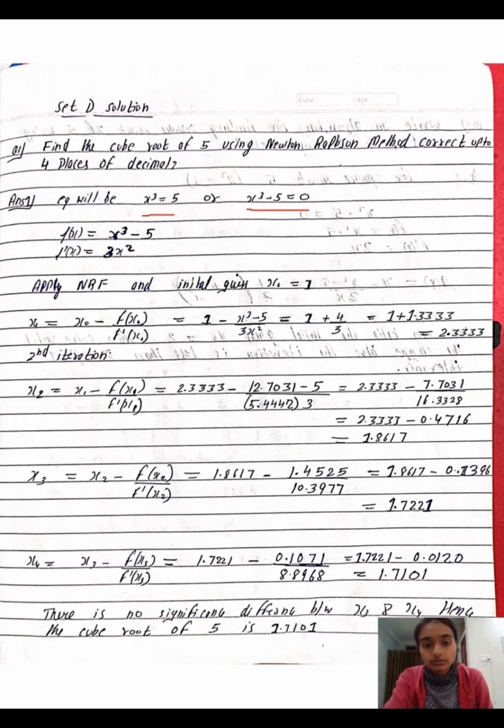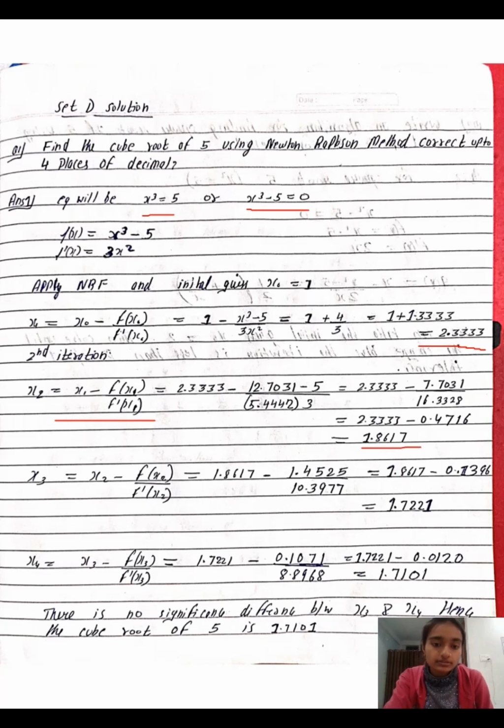We put x0, which is 1, in place of x: 1 minus (x cube minus 5) divided by 3x square, and in place of x we put 1. After simplifying this we get 2.333, which is our first iteration. Now we have to find the second iteration. Similarly, x2 equals x1 minus f(x1) divided by f'(x1). Here we put the value of x1 in this formula, and after calculating we get 1.861 as the value of x2. This is our second iteration.